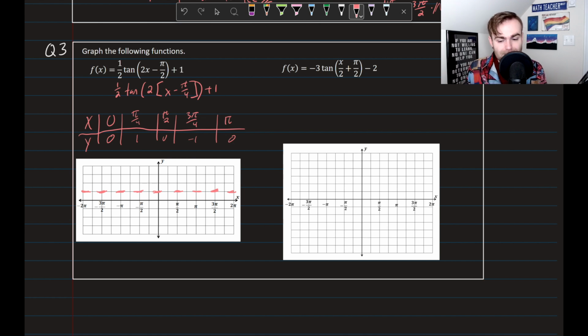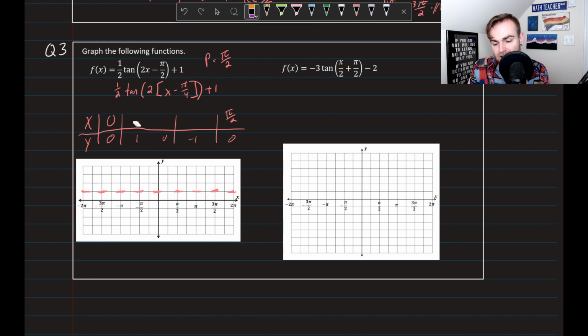We need to change this. So the first thing that I note is our period. I'm going to start with that. Our period is changing. So remember that period is equal to pi divided by b, which in this case is 2. So that means that if we're starting at 0, we're not ending at pi, we're ending at pi over 2. So we need to change all of these up.